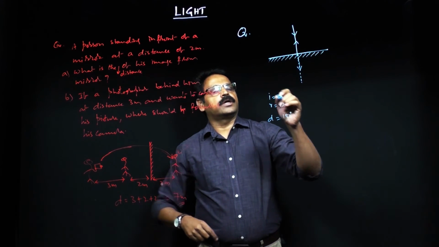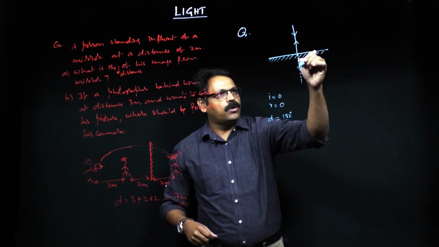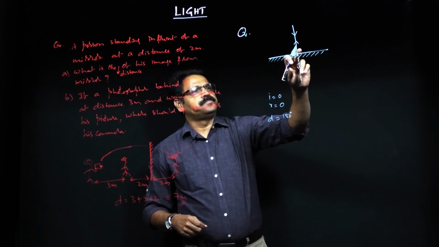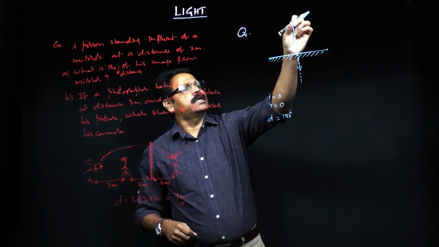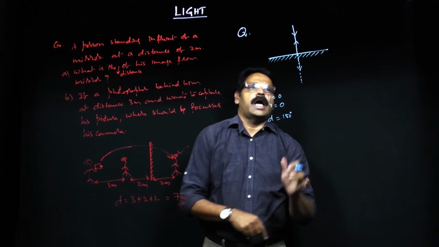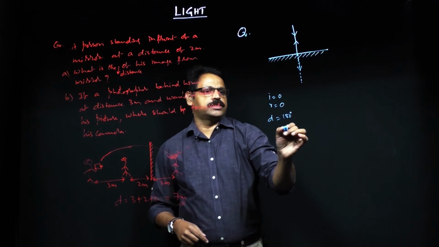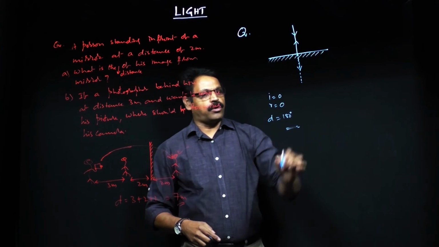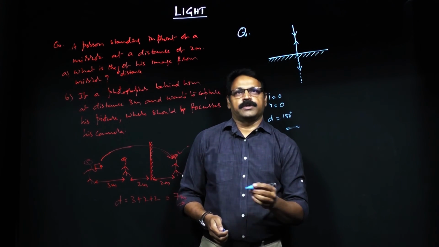And one more point, if the ray is incident along the normal, then the ray will be reflected along the normal only. There is no angle of incidence and angle of reflection. So this is how the problem has to be solved. This is one method of solving.